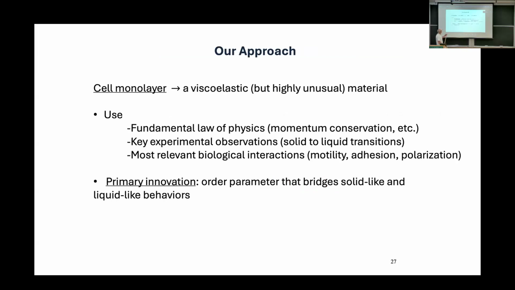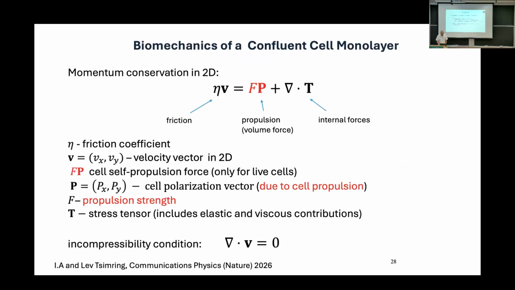So our approach is that the cell monolayer is a viscoelastic but highly unusual material. And we use fundamental laws of physics, which are really hard to break, like momentum conservation, and experimental observations and most relevant biological interactions. So the model in some sense is minimal. The primary innovation is to use the order parameter to bridge solid-like and liquid-like behaviors. And the first equation is momentum conservation, which is rather universal.